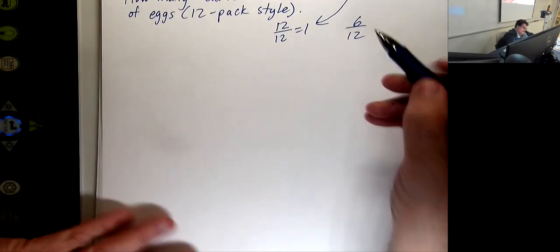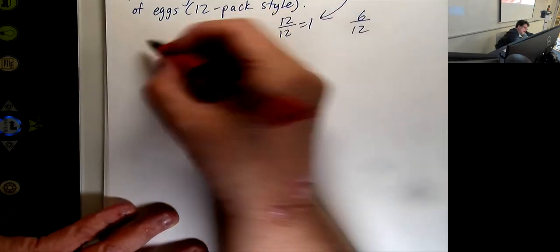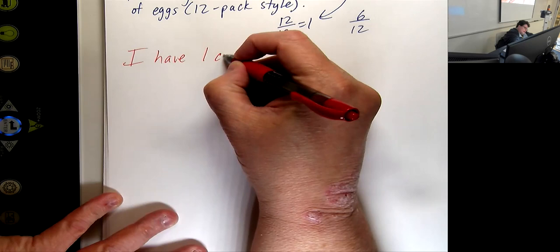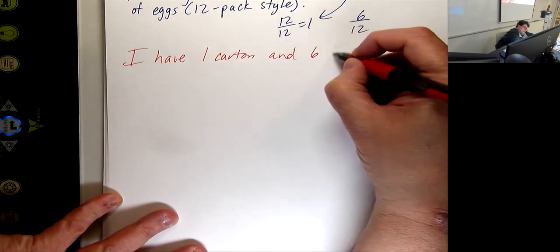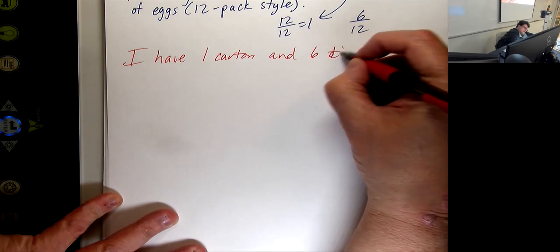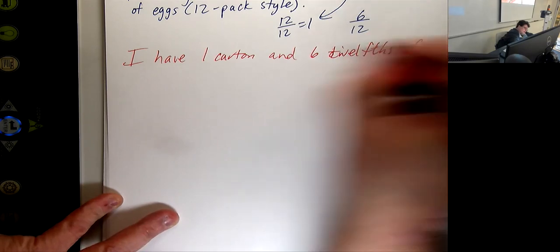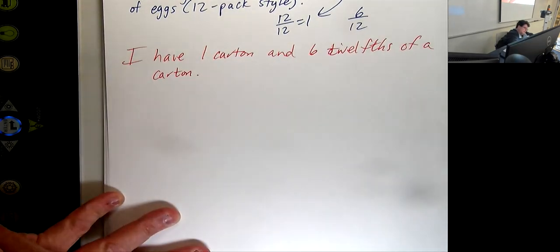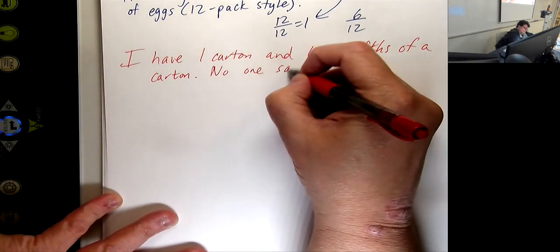Okay, so we got like that, that's where I was gonna go with it first. So I could say I have 1 carton and 6/12 of a carton. That's kind of ugly, isn't it? That's ugly and long. No one says this. Well, what do they say?